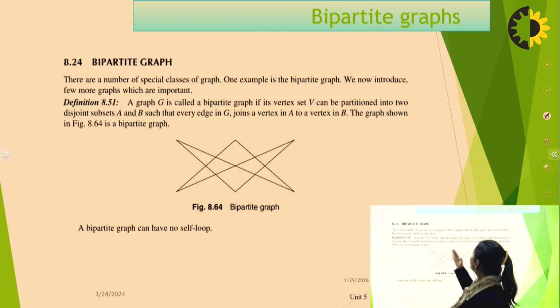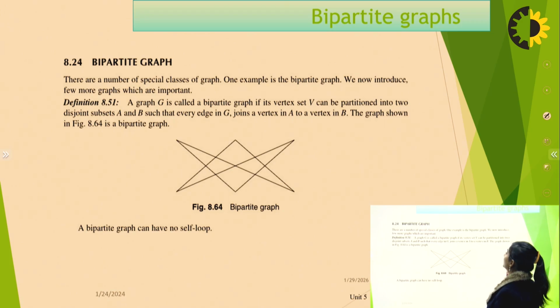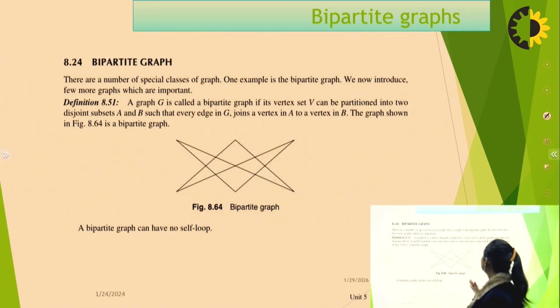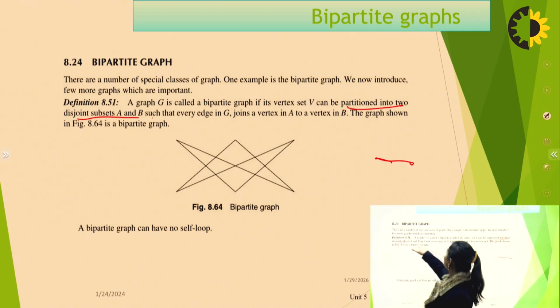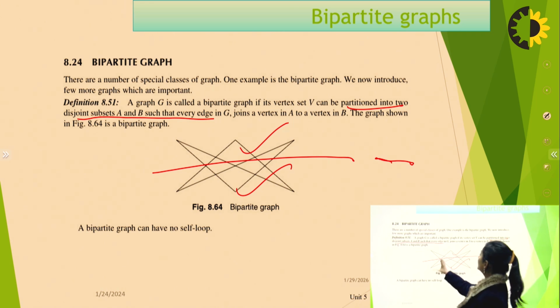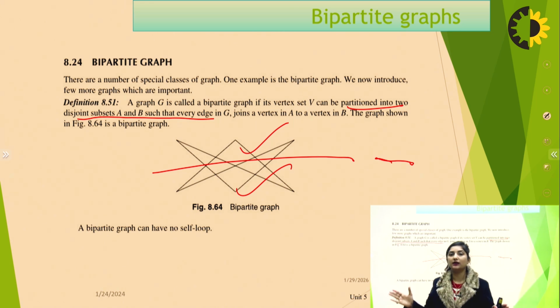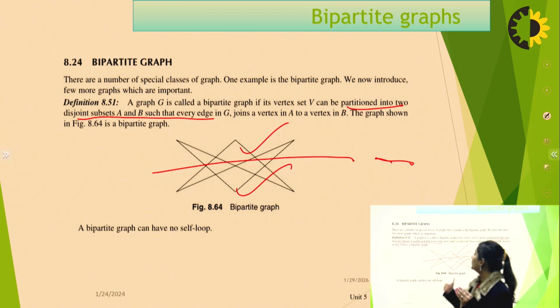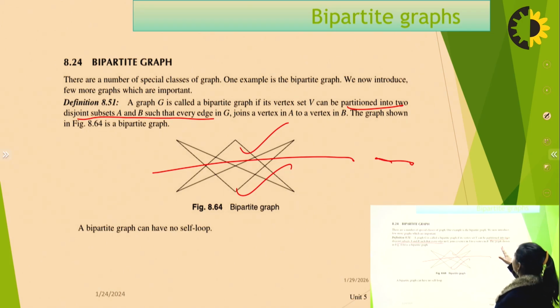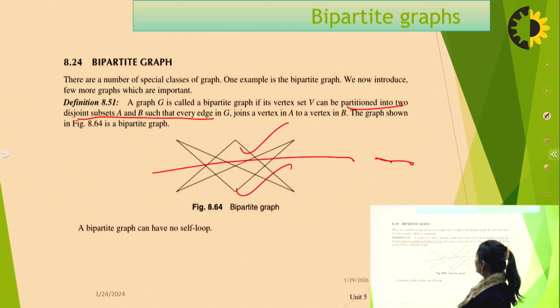Now, there are a number of special classes of graph. One example is a bipartite graph. We now introduce few more graphs. So, a graph G is called a bipartite graph if its vertex set V can be partitioned into two disjoint subsets A and B such that every edge in G. So, if I partition it like this, you can see here, this is one part, this is one other part, right? So, you can partition it into two parts in such a way that the two subsets, which is A and B, in that every edge in G joins a vertex in A to a vertex in B. So, a bipartite graph can have no self loop.